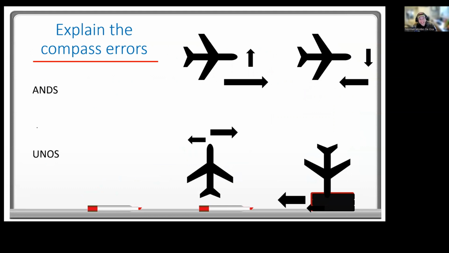Now we've got UNOS and ANDS. ANDS stands for accelerate north, decelerate south. While on an east or west heading, if you accelerate, your compass will indicate a turn to the north. And if you decelerate, the compass will indicate a turn to the south. And UNOS stands for undershoot north and overshoot south.